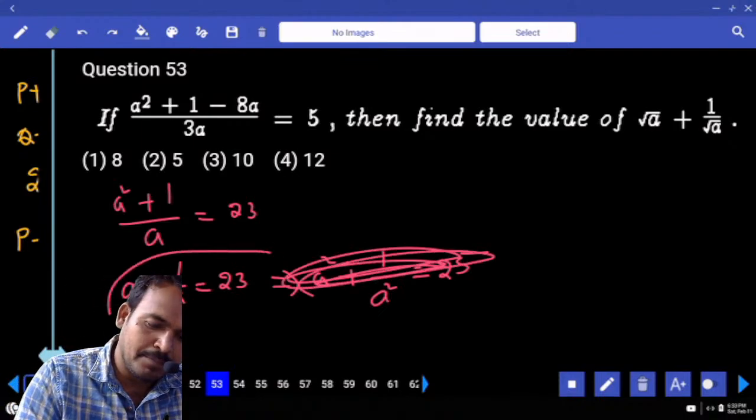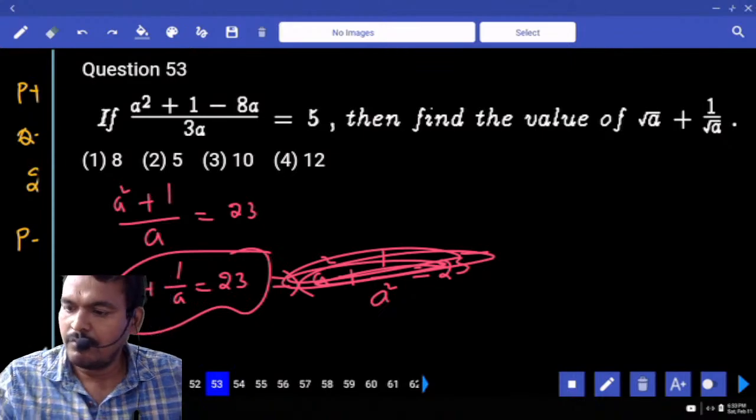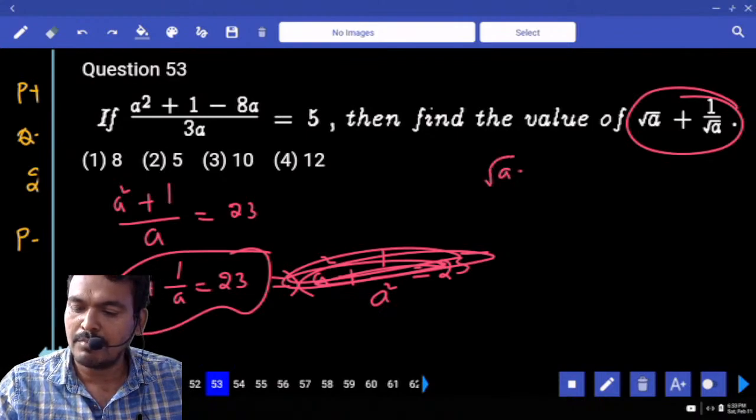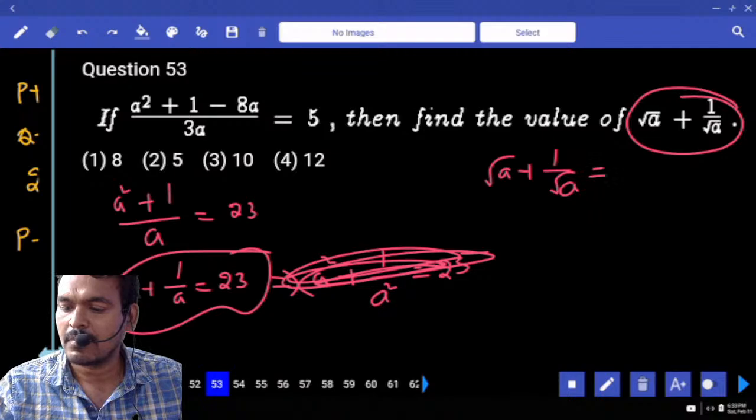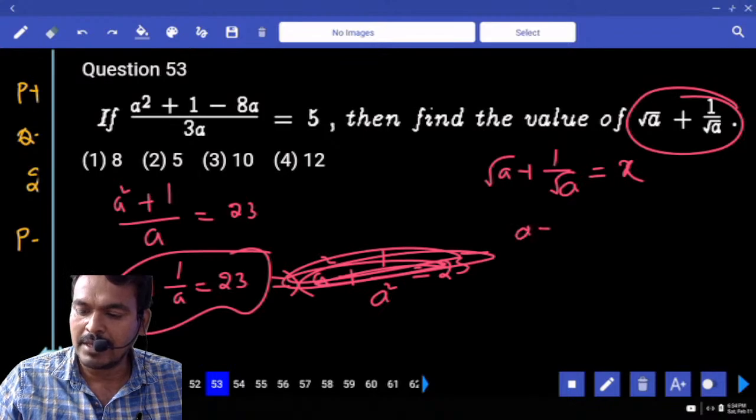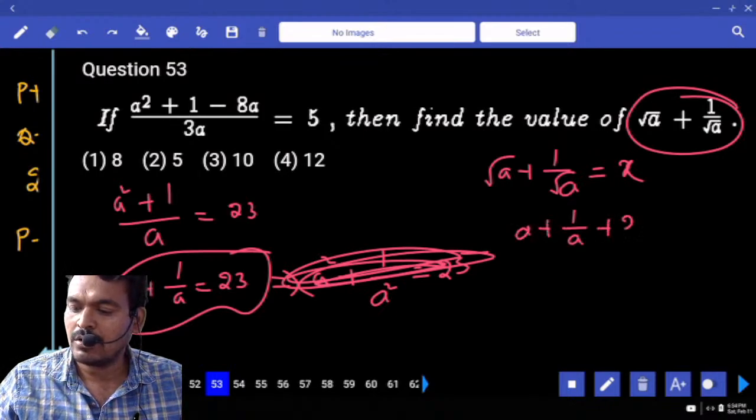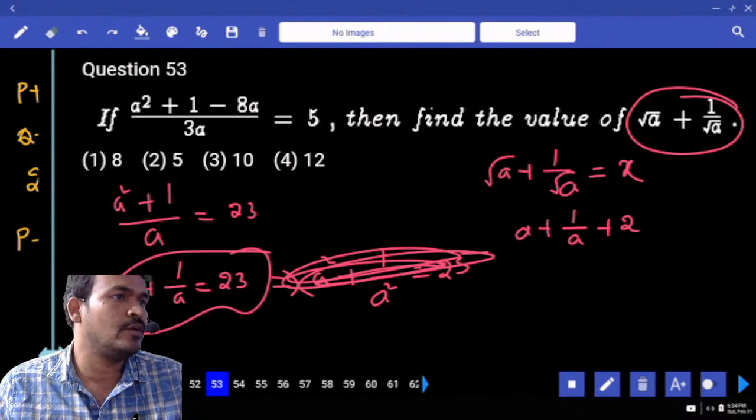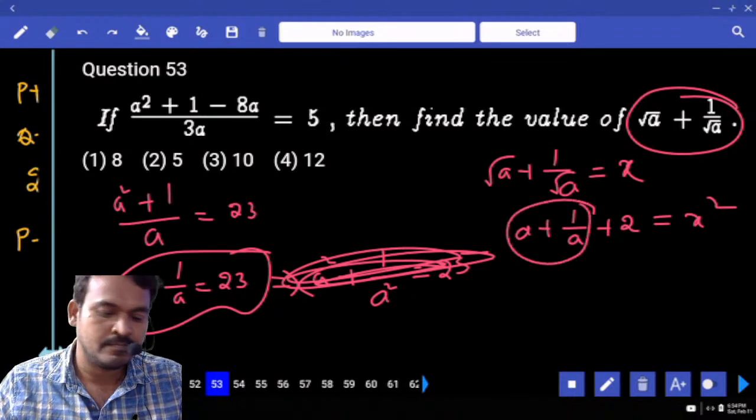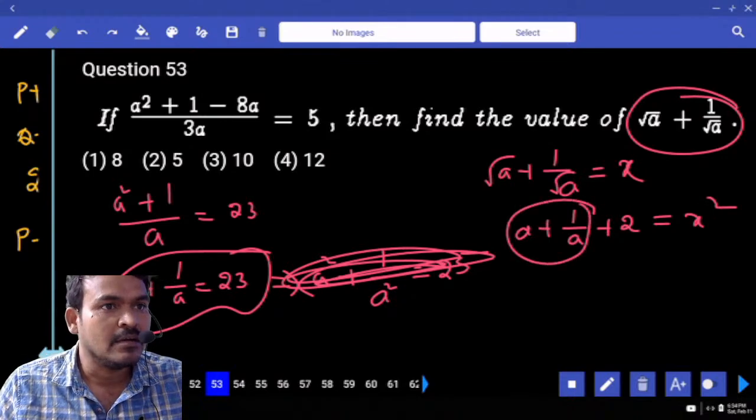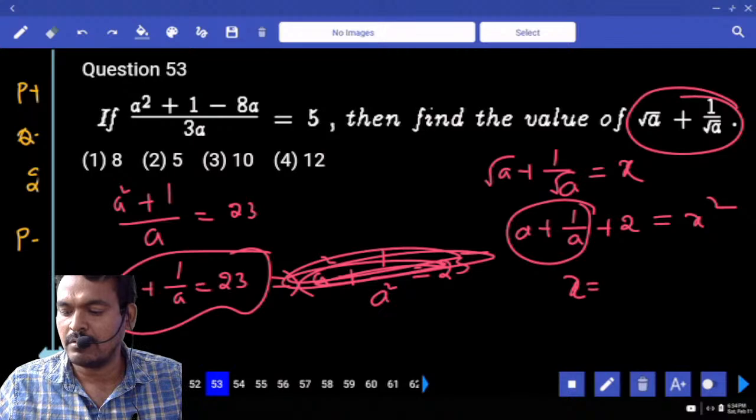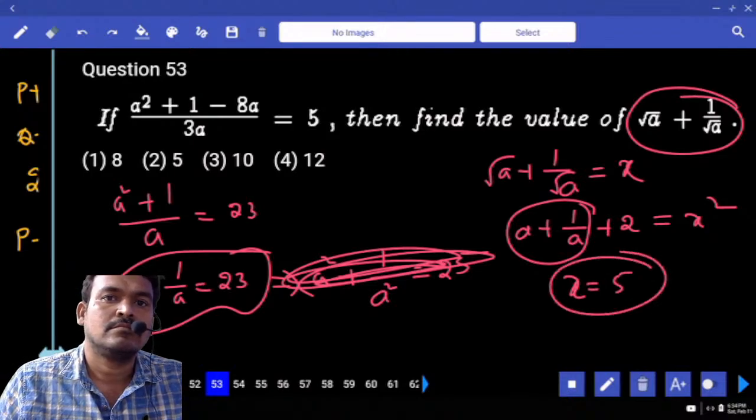Just 1 minute. What is the a plus 1 by a value? 23. We required which one? Root a plus 1 by root a. Suppose root a plus 1 by root a, I write x. Root a plus 1 by root a equals x. Squaring on both sides, a plus 1 by a plus 2, 2 into root a into 1 by root a, 2, equals x square. What is the a plus 1 by a value? 23. 23 plus 2 is 25. x square equals 25, x value is 5. Yes or no?